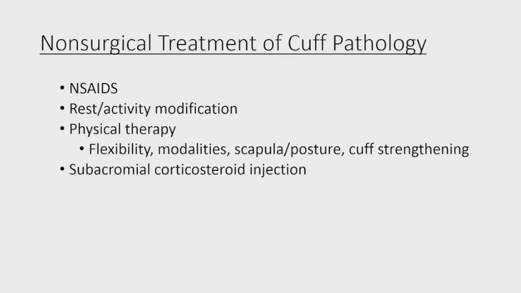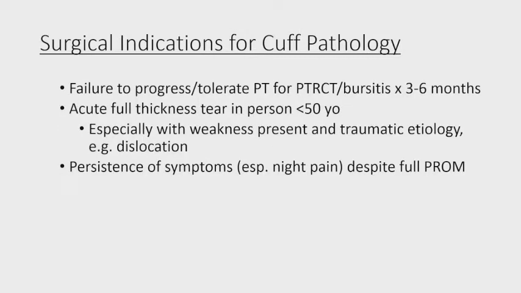Initial treatment of most cuff pathology is done with conservative treatment. The exceptions are really the acute traumatic tears in young folks, but in general, anti-inflammatories, activity modification, physical therapy to help try to rehabilitate all of the supporting muscles of the scapula and the rotator cuff, and subacromial cortisone injections are pretty standard of care for a lot of rotator cuff issues.